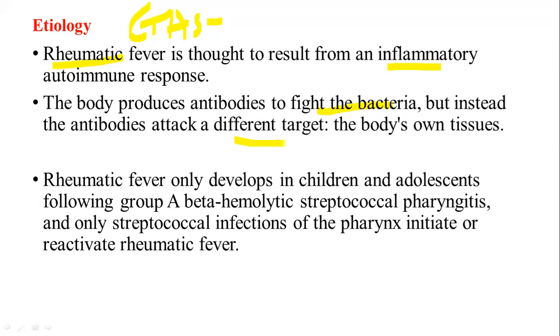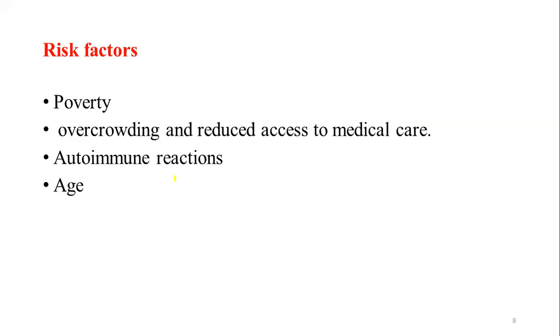This cross-reactivity means the antibodies will not differentiate between the microorganism's cellular component and the human target organ, mainly the cardiac valves. So rheumatic fever only develops in children and adolescents following this infection, which is actually very common. Mostly it usually occurs after streptococcal pharyngitis infection that can initiate or reactivate rheumatic fever.